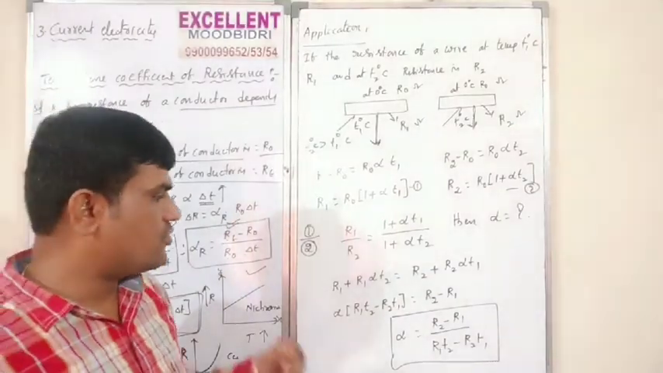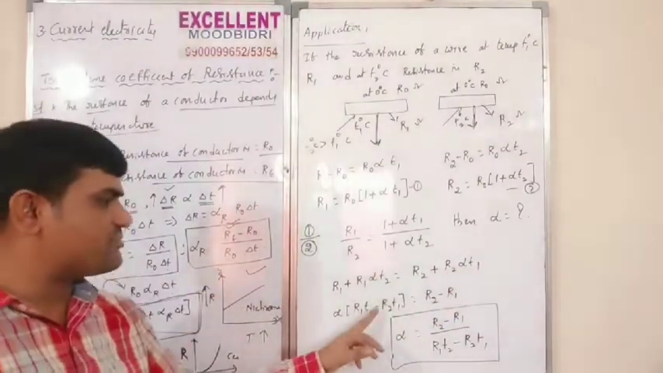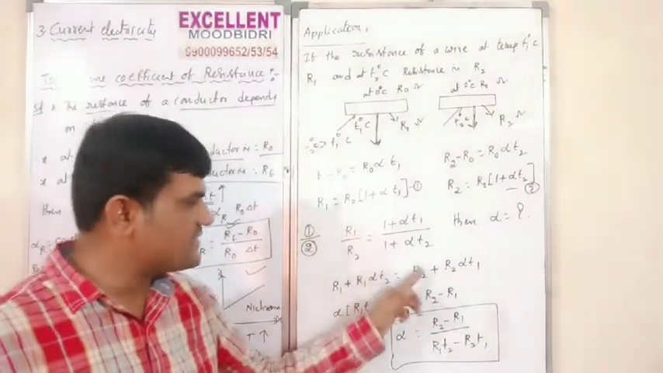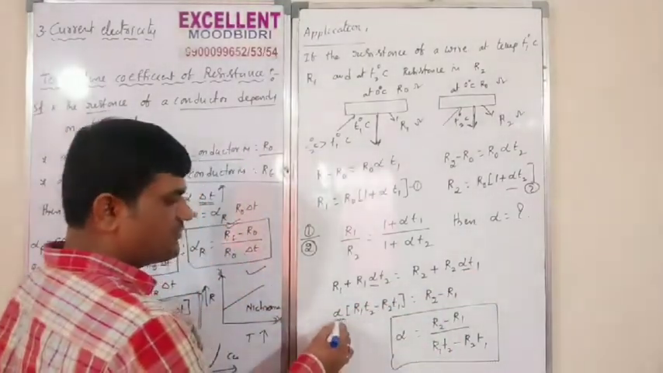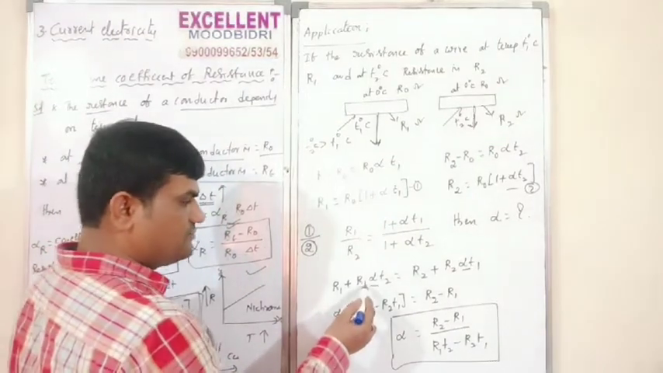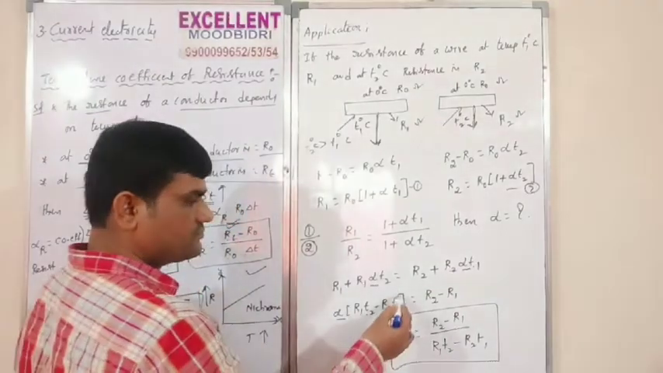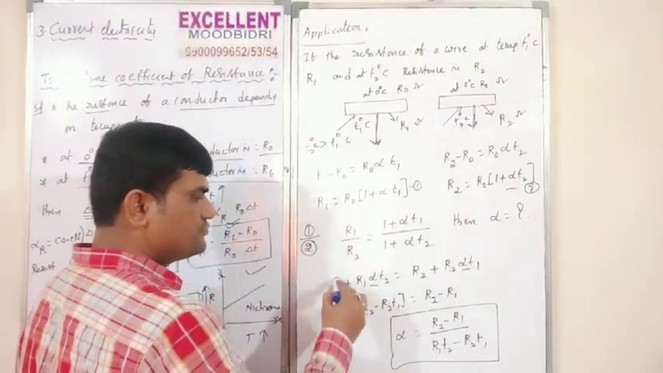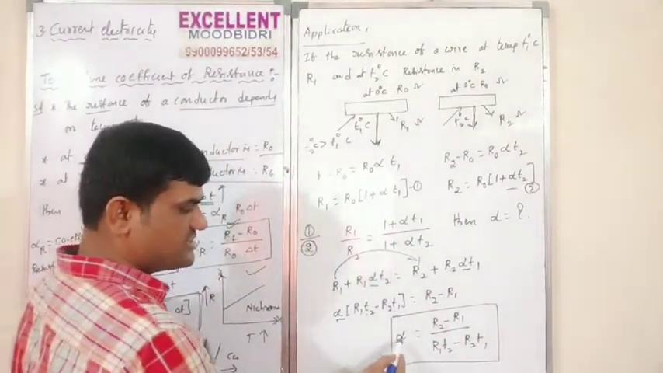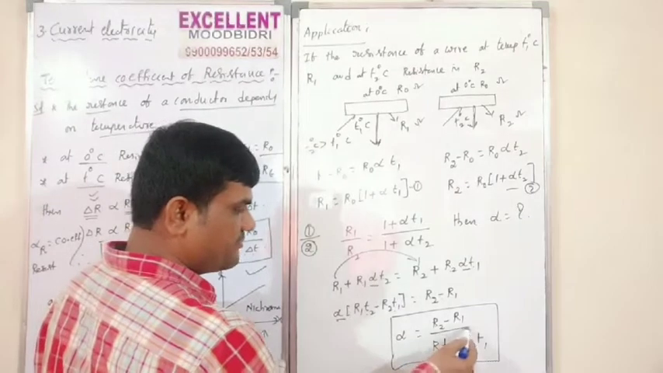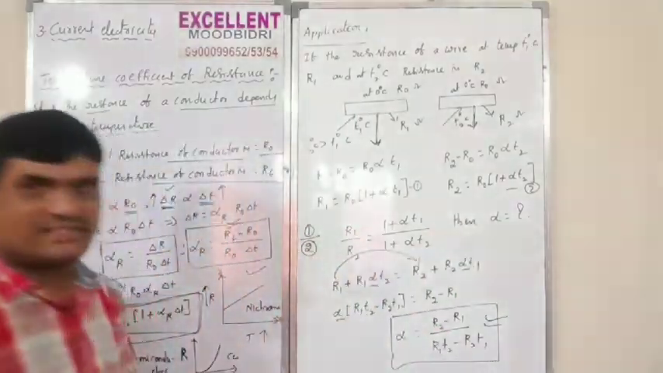Okay? So now what happened? This R2 alpha T2 transfers this side, it becomes minus. R1 you can transfer too, that becomes minus. And here also alpha will be there. Take alpha common. Therefore, alpha into R1 T2 minus R2 T1 is equal to R2 minus R1. Then I want alpha. Alpha is equal to R2 minus R1 divided by R1 into T2 minus R2 into T1. This is the formula. Finished. That's it.